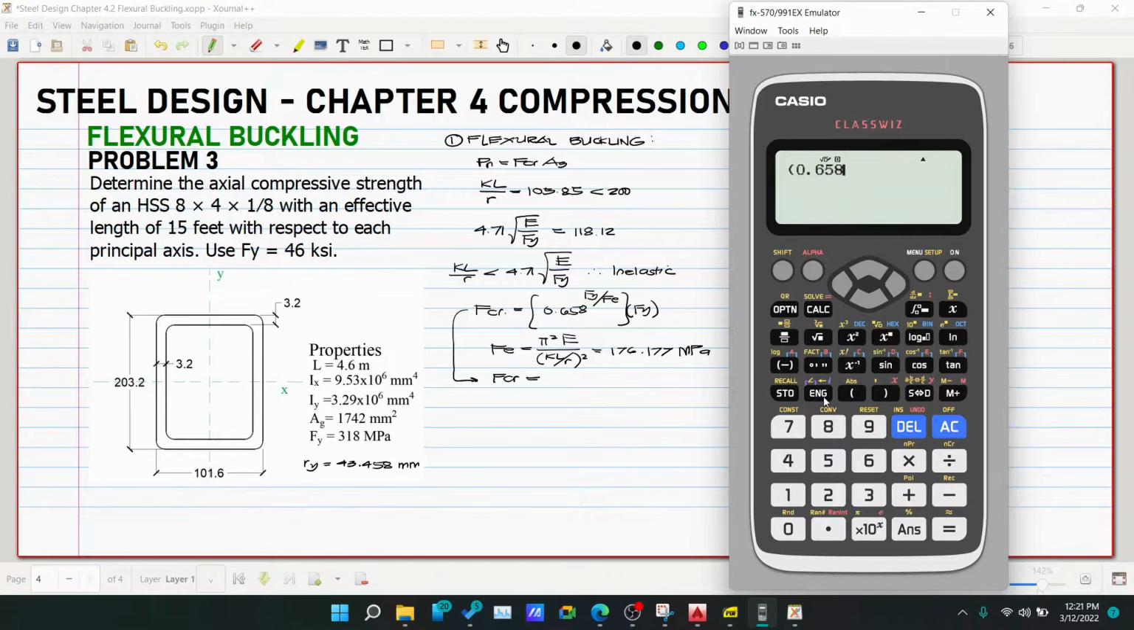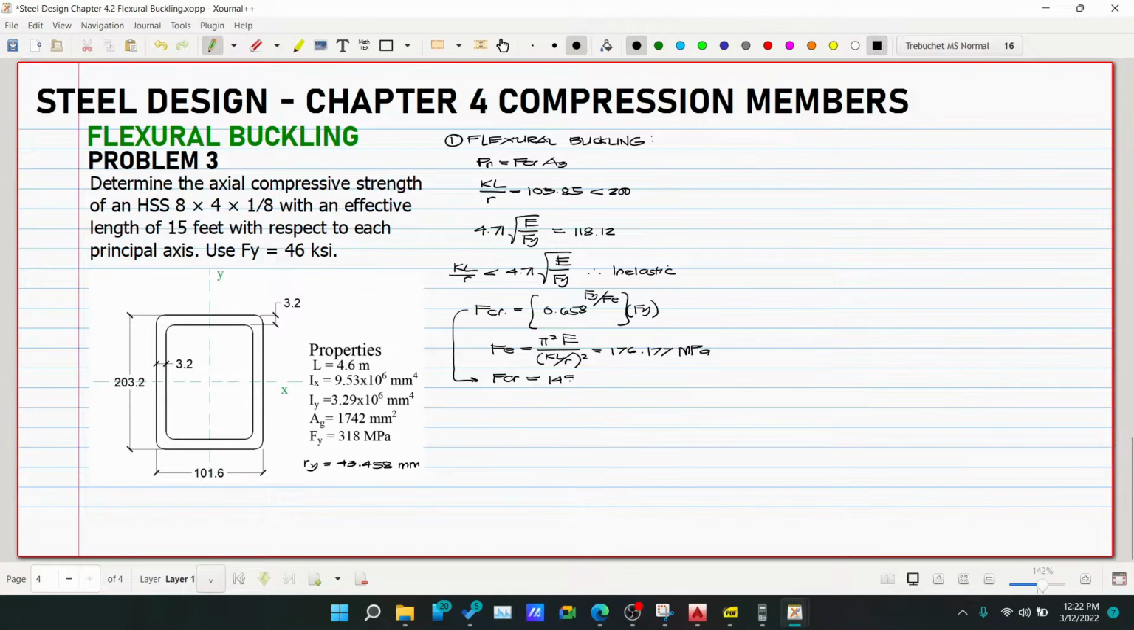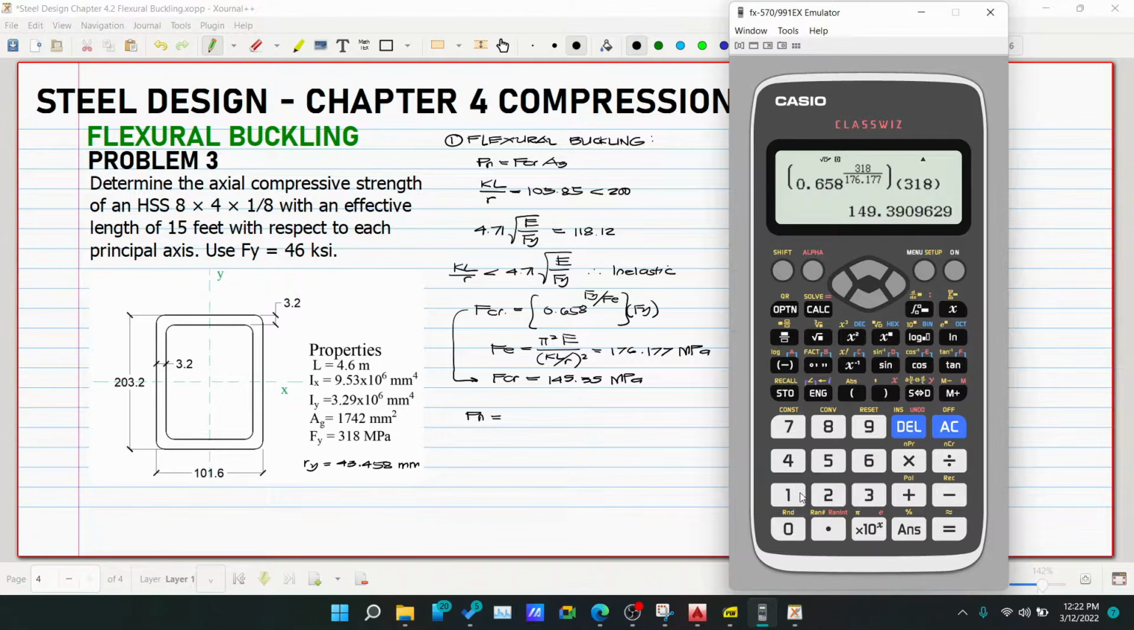So, 0.658. Tama ba? Nag-less than tayo, no? Ayan, raised to Fy. Ang Fy natin is 318 over 176.177 multiplied by Fy na 318. So, 149.39 megapascal. So, makukuha natin yung nominal compressive strength or available compressive strength ng ating member. So, 149.39 multiplied by Ag, 1742, then, divided by 1,000. So, 260.24.